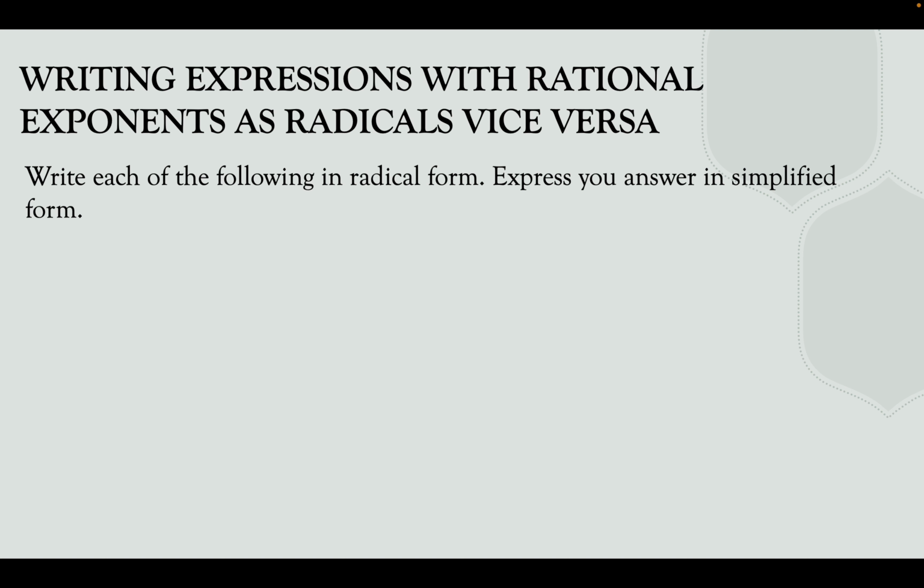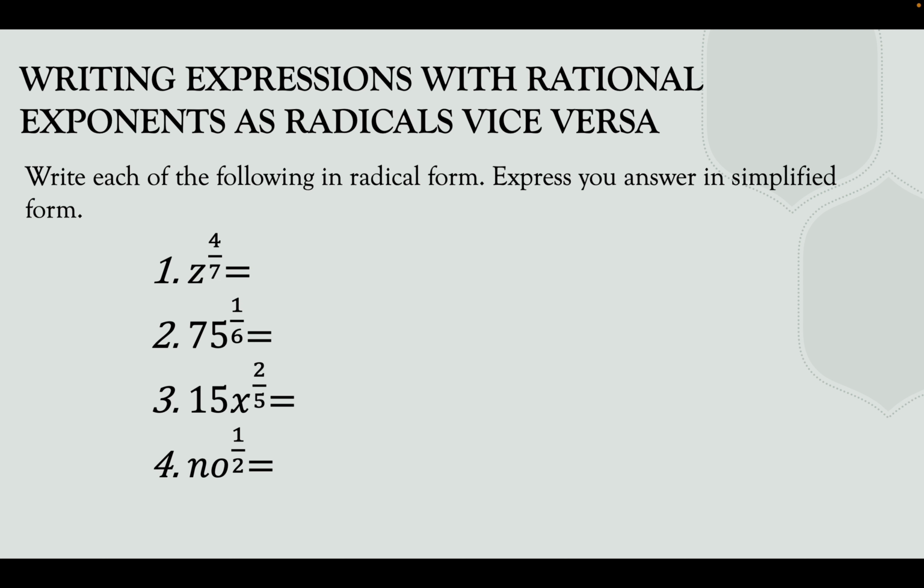Now we need to write expressions in rational exponents as radicals, and vice versa. Write each of the following in radical form, expressed in simplified form. Number 1, z raised to 4 over 7. The index is the denominator, the base of the radicand is z, and the exponent is the numerator. So we have the 7th root of z raised to 4.